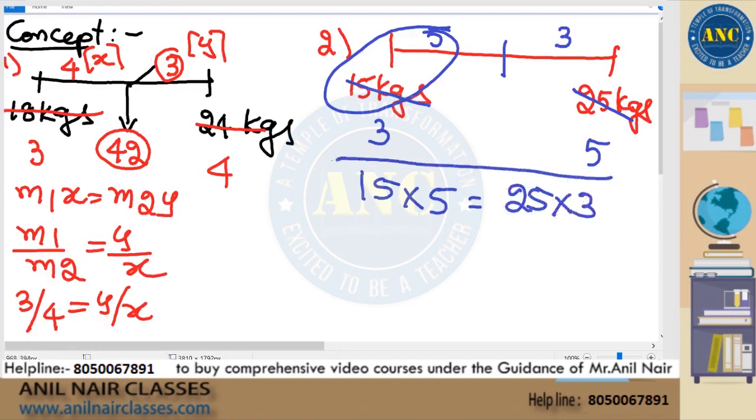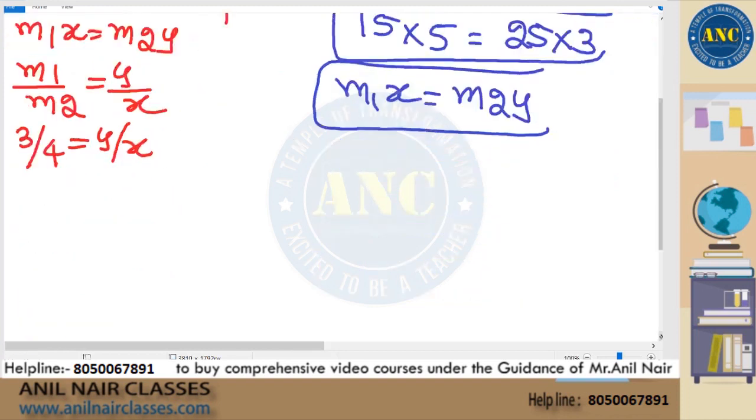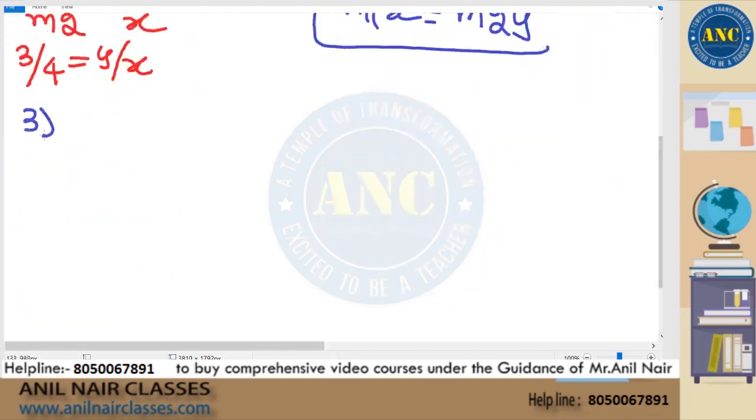For a weighing balance to show an equilibrium state, m1x should be equivalent to m2y. I hope it is clear. First, I will concentrate on the basics, then I will get into the questions. Third question. First, a very basic question.